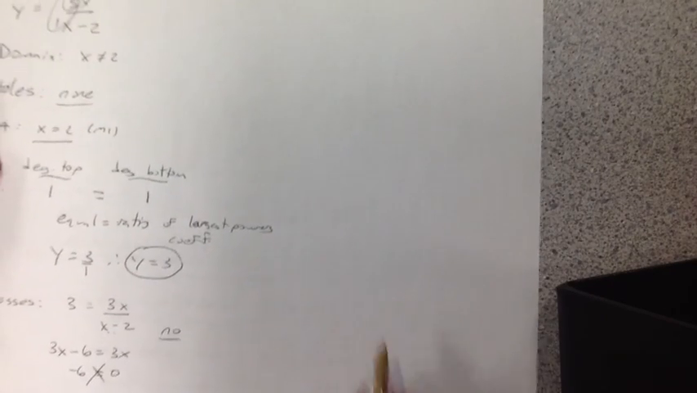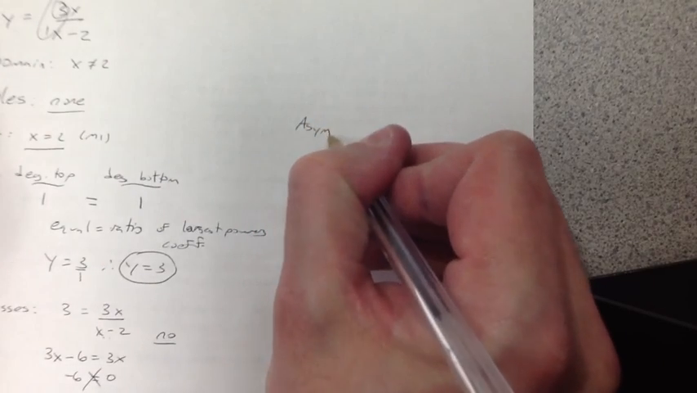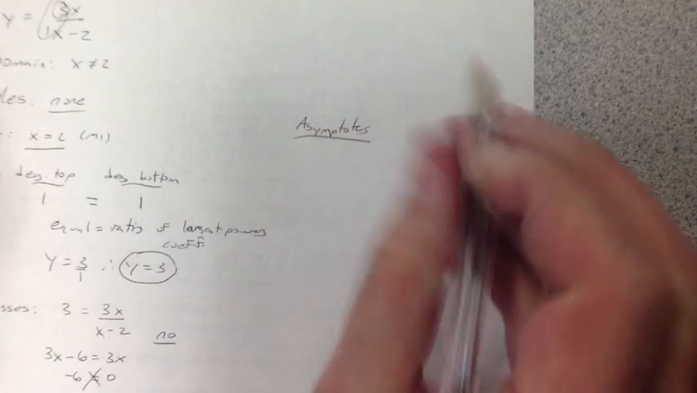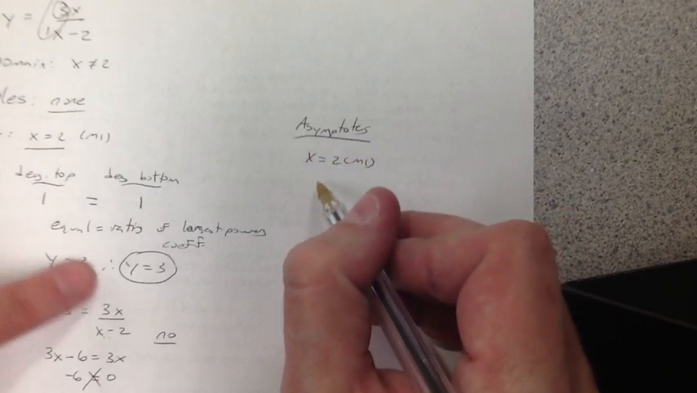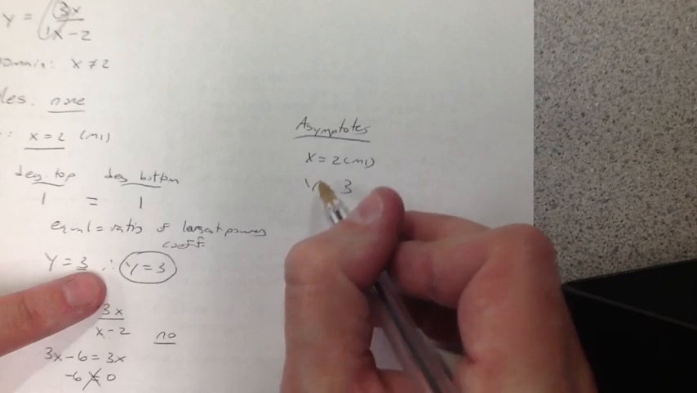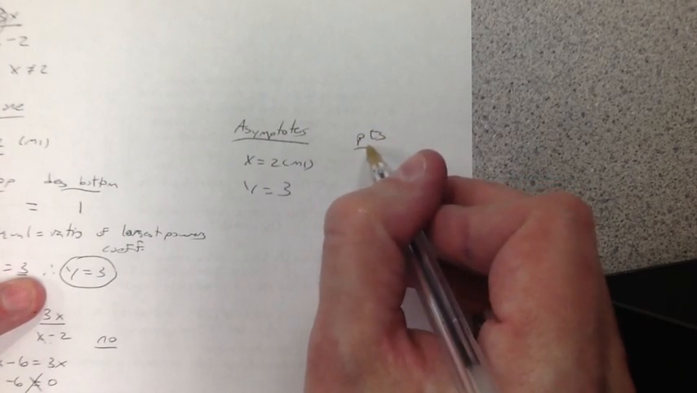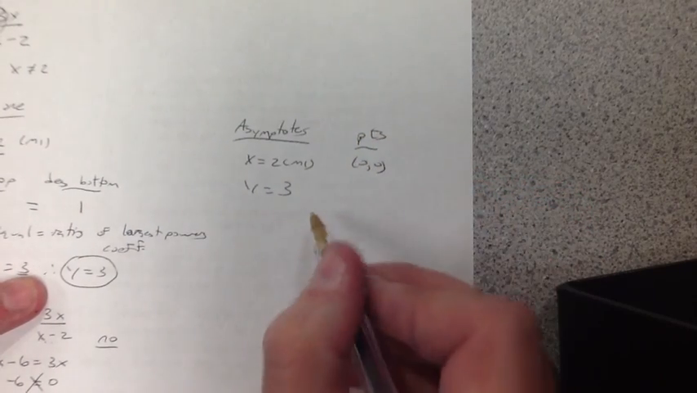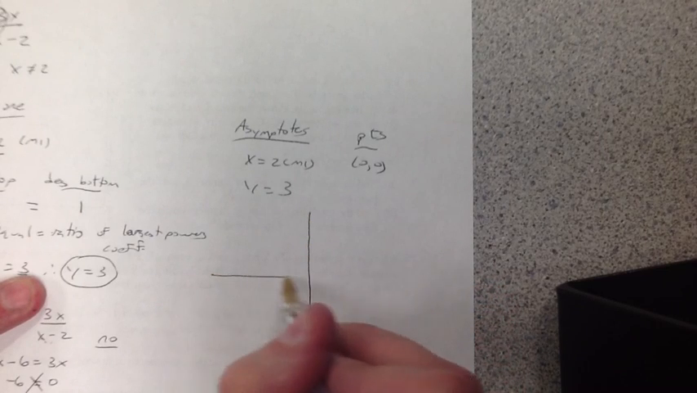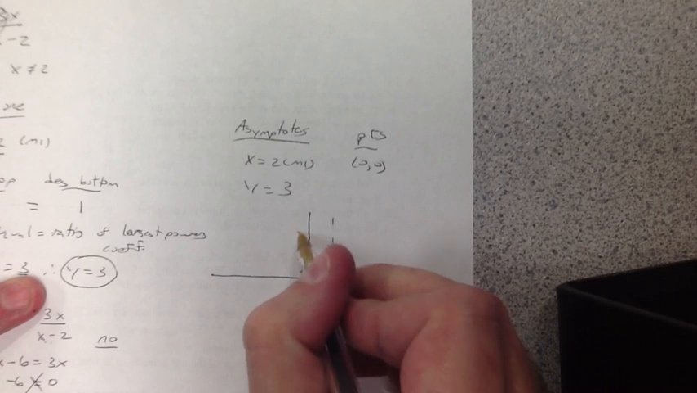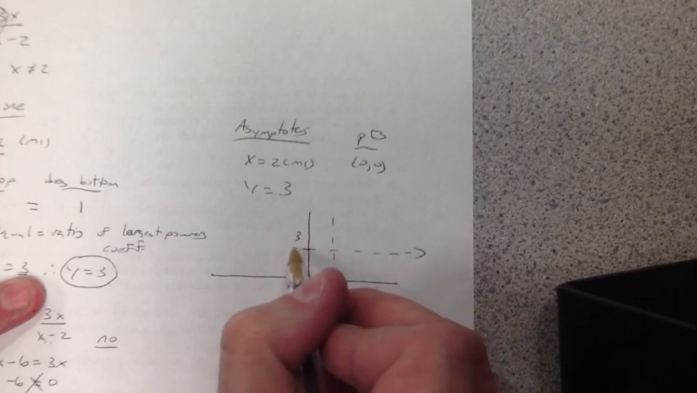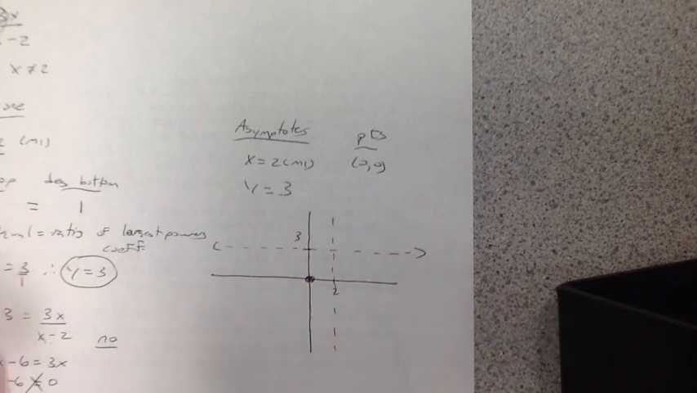And now we're ready to try graphing this function right here. List any asymptotes. We have x equals 2, multiplicity 1, y equals 3, and list any points that we have. We got the points 0, 0. So if I try sketching this graph, at x equals 2, I have an asymptote. Y equals 3, I have another asymptote. And my only point is at 0, 0. So how is this going to look?